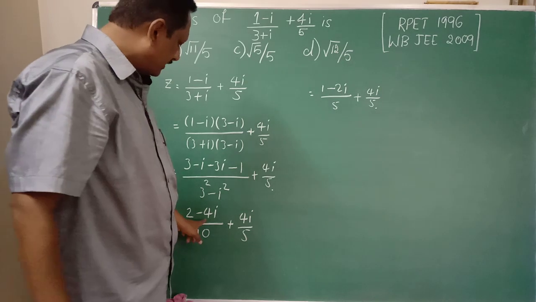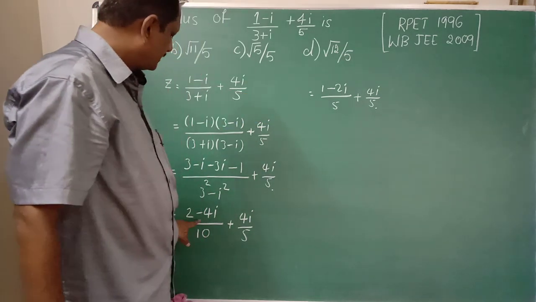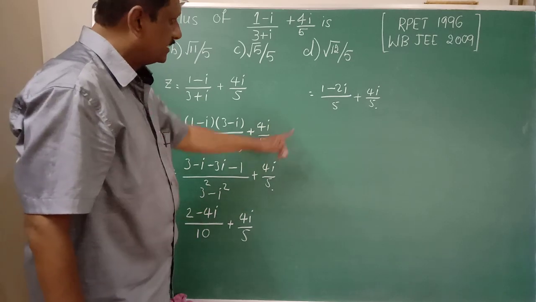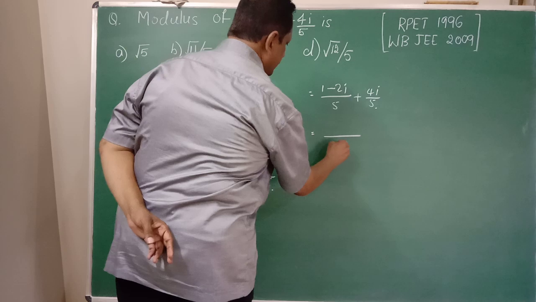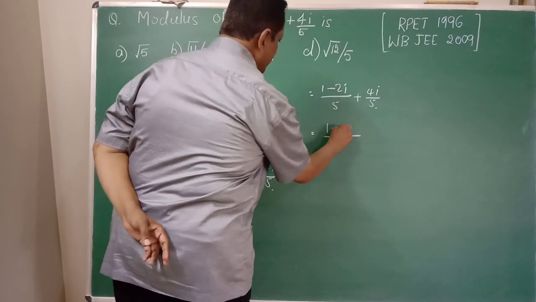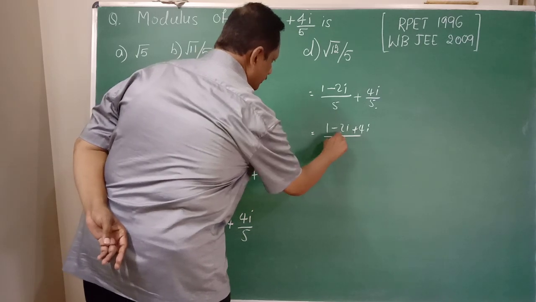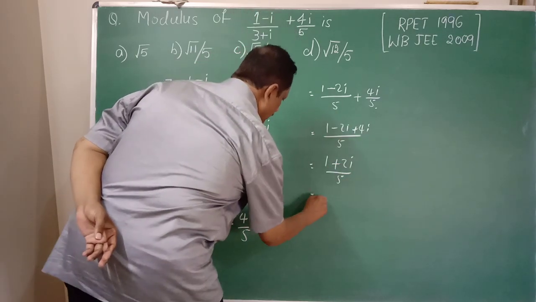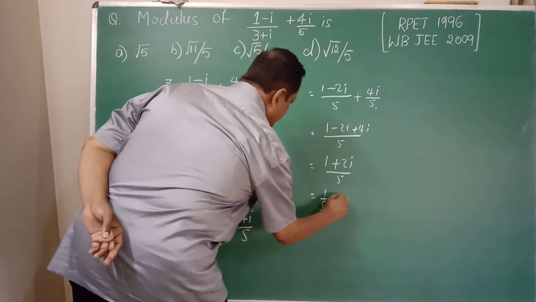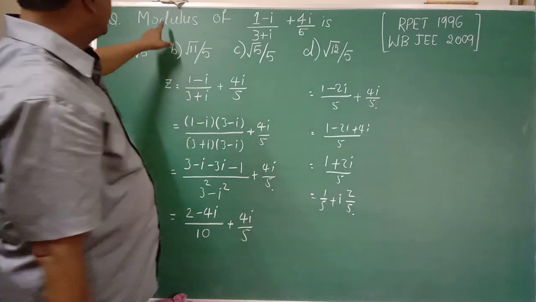Okay, 2 is the common factor here. So the denominator becomes 5, and the numerator's remaining term is 1 minus 2i. Then 5 is the LCM, so write 5 in the denominator. Hence 1 minus 2i plus 4i becomes 1 plus 2i divided by 5, or 1 by 5 plus i into 2 divided by 5. Here we want its modulus.